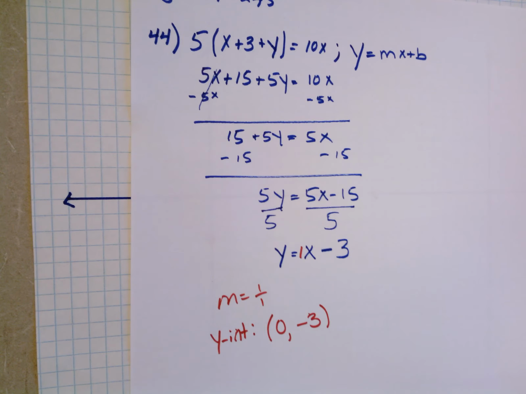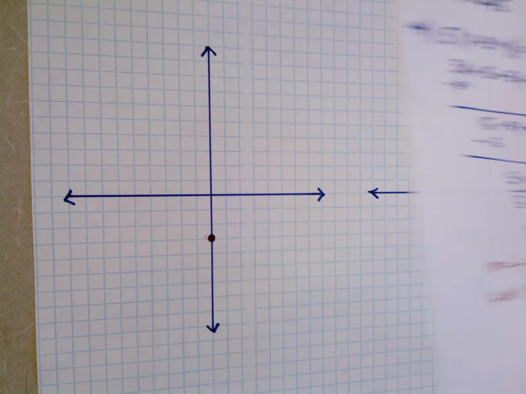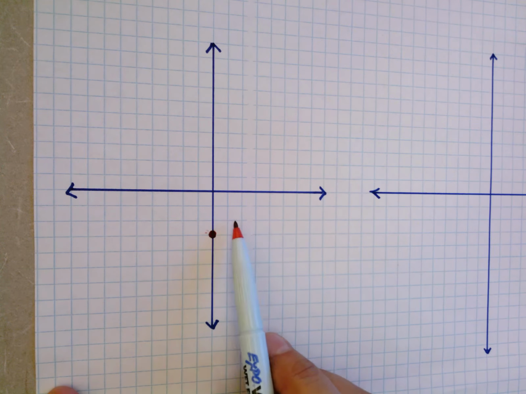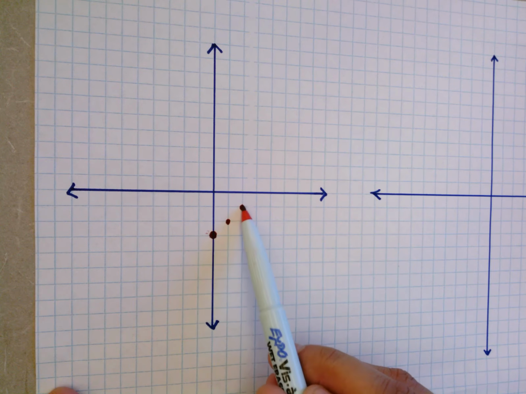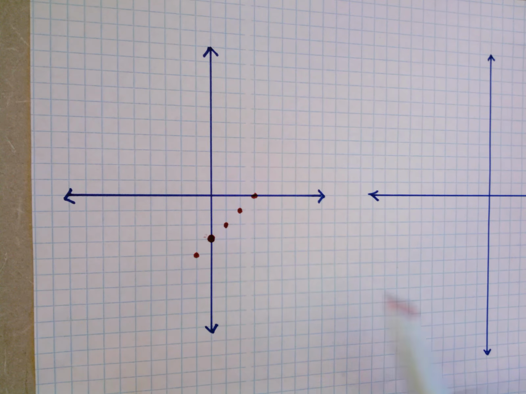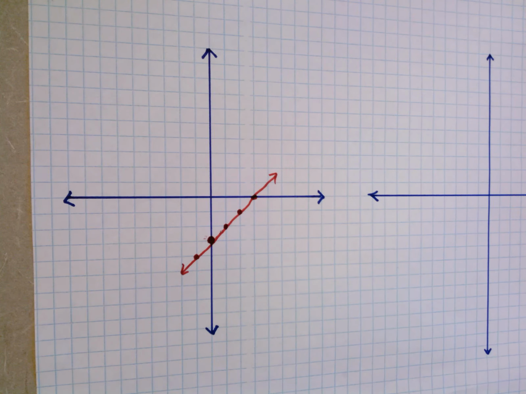It means that for every 1 in the rise, I have to go 1 in the run. So for every positive 1 in the y direction, I have a positive 1 in the x direction. So I'm going to go up 1 and to the right 1. Here's a point. Up 1 and to the right 1. Here's a point. Here's another point. If I run out of room, I can always go down 1 and to the left 1, because a negative change divided by a negative change, it'll still have that positive trend. And now I have a line that passes through all those points. And this is the graph of that equation.